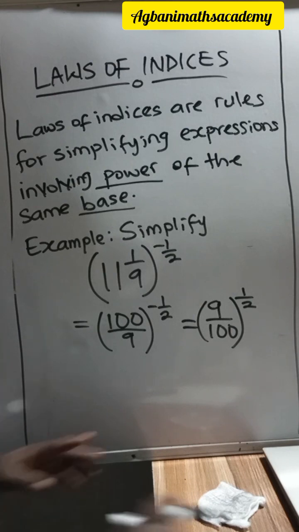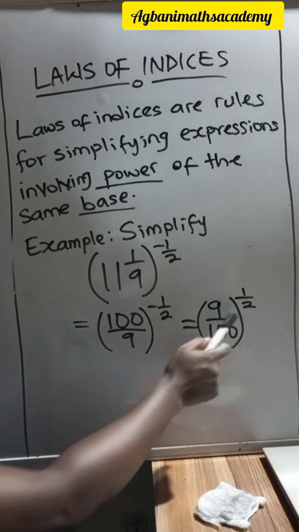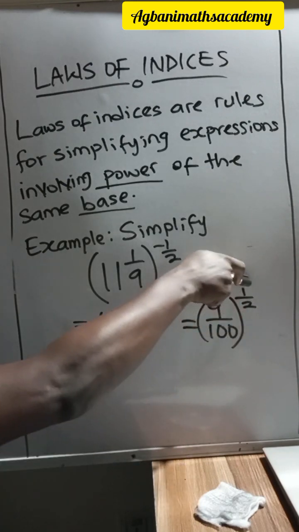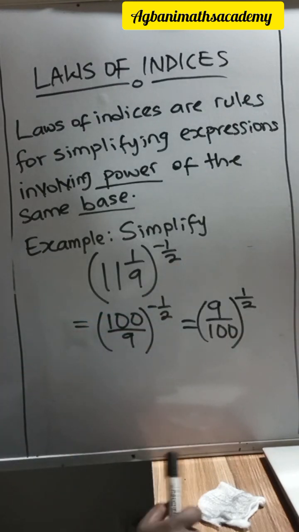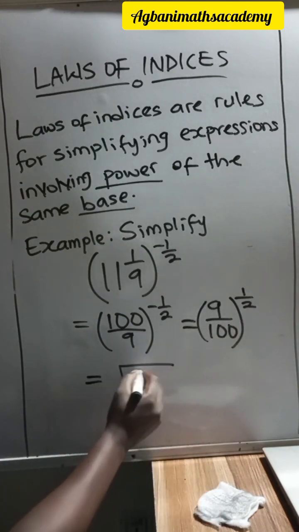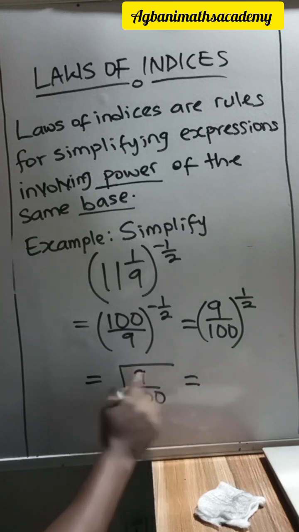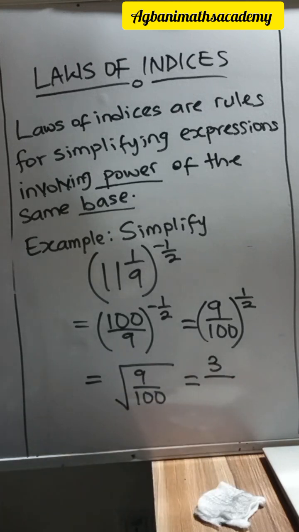The next thing we are going to do is apply the law of fractional power, which states that when you have a power that is a fraction, the numerator is a power and the denominator is a root. This means square root. So what we are going to have is square root of 9 all over 100. Okay. So what is the square root of 9? What number will multiply itself to give you 9? 3 will multiply itself to give us 9. So we have square root of 9 is 3 all over square root of 100.